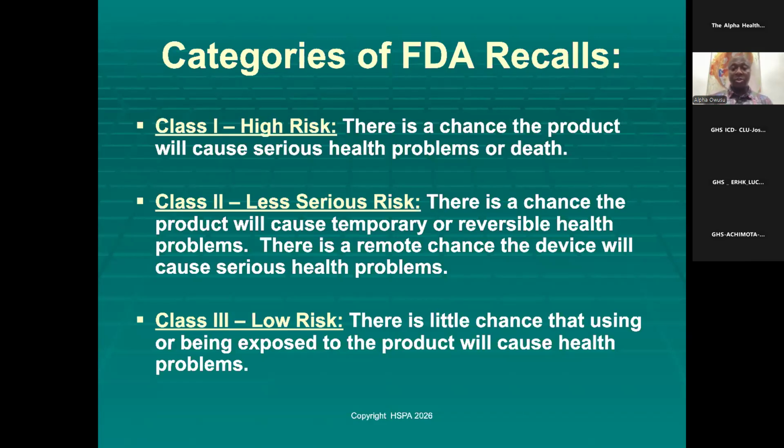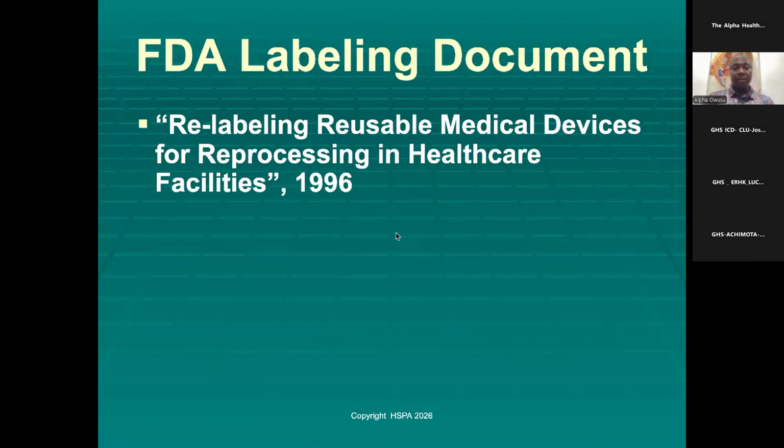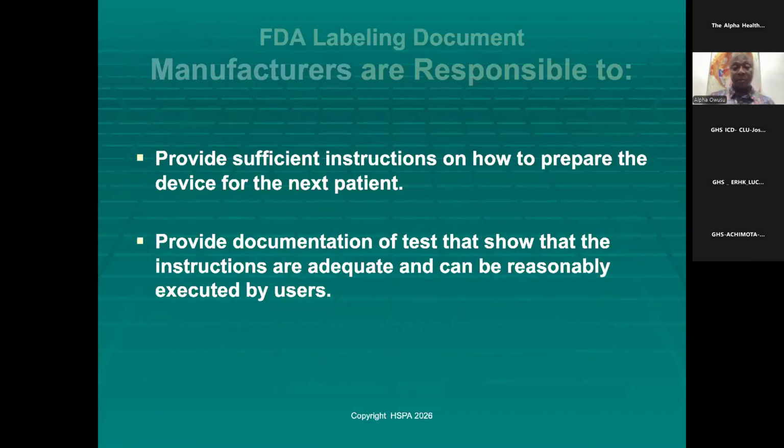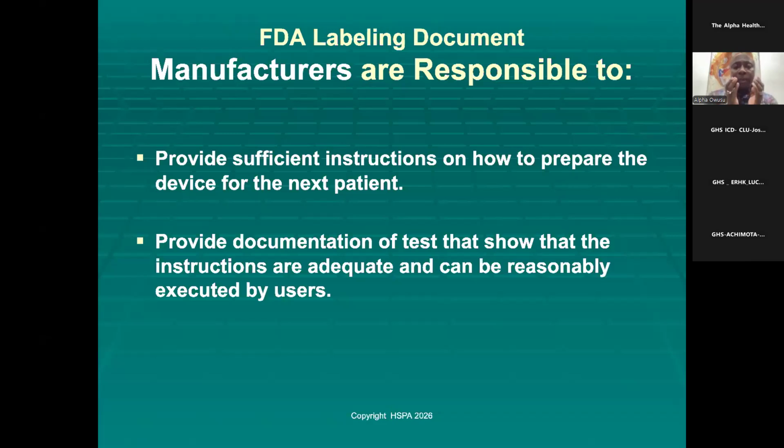Class 2, less serious risk. Class 3, low risk. Labeling, right? How these instruments are being labeled, relabeling reusable medical devices. You cannot do that. Very, very important. Document required by the manufacturer. You have to comply with the manufacturer's criteria. Again, provide sufficient instruction, as the sterile processing technician should know the equipment that they are using.